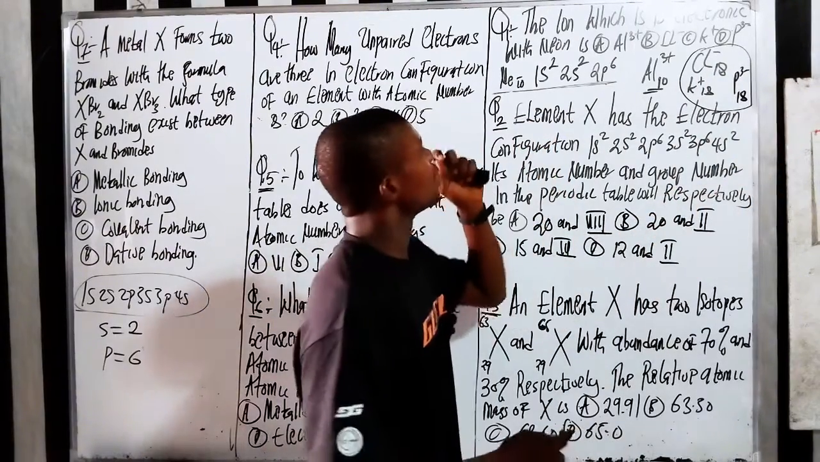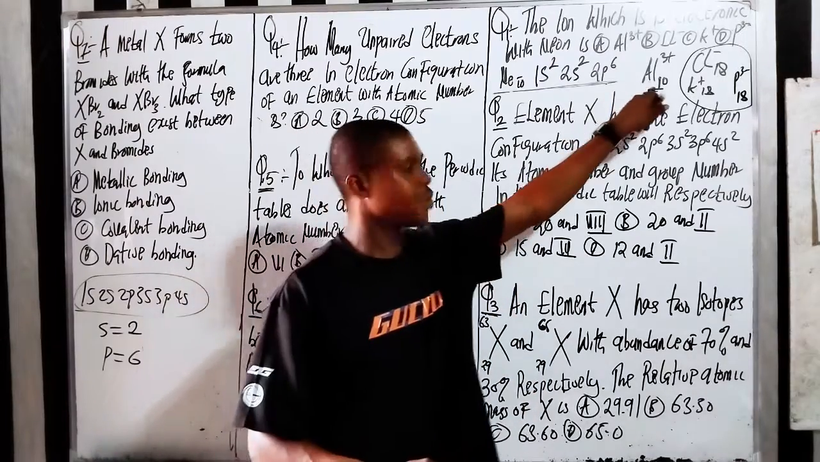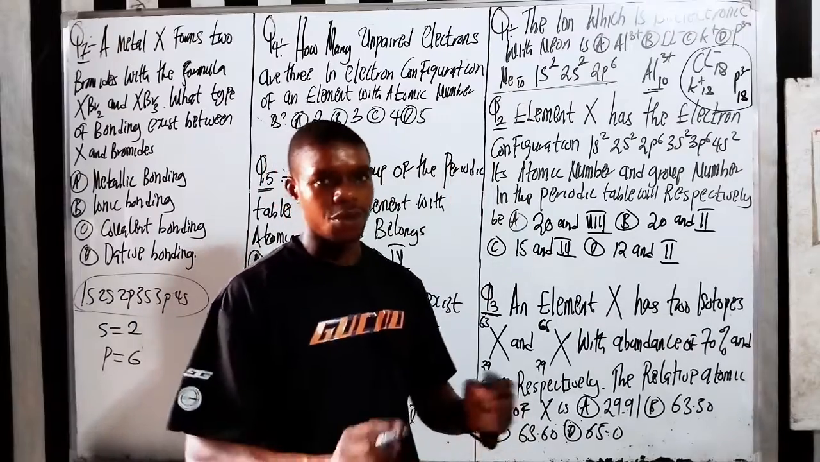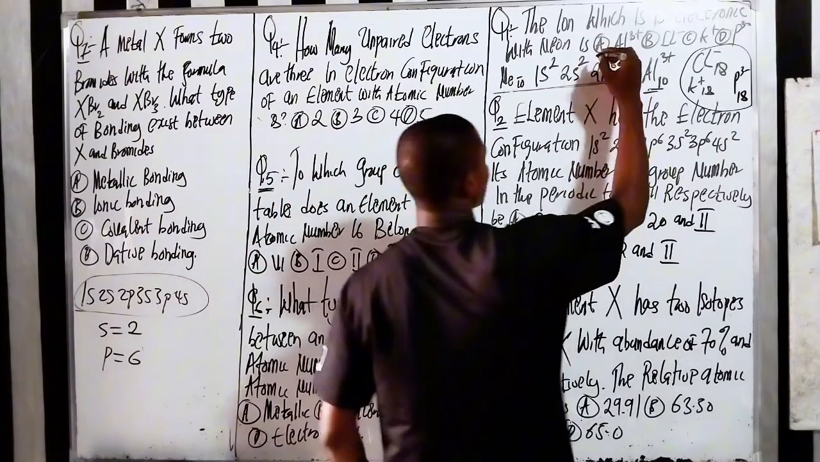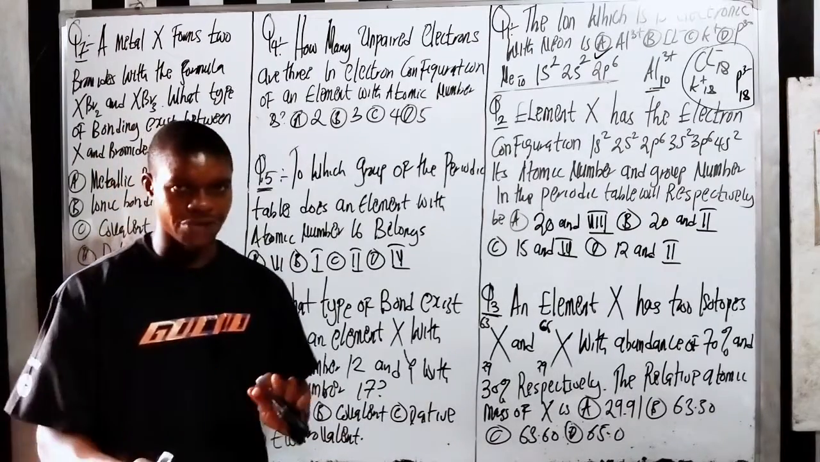So the ion that is isoelectronic to neon is aluminium, because you have to have the same electron configuration as neon. Do you understand? So the answer is A. Very important. That is the answer. Do you understand?